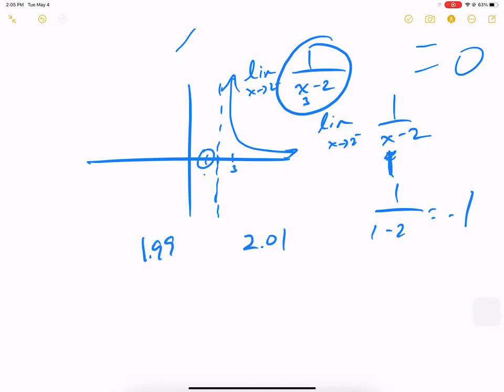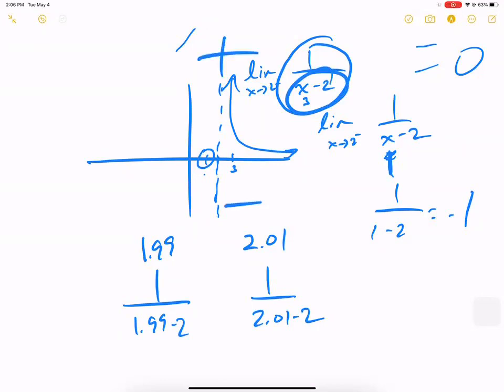You might say, Mr. Ko, that's a lot of work. I get it, but I want you guys to look at this. 1.99 minus 2, 1 over 2.01 minus 2. Please notice the sign. That's all you have to care about. Because we know at 2 it's going to be a vertical asymptote, we know it's going to be infinity, but is it going to be positive infinity or negative infinity? That's the part we are unsure about.